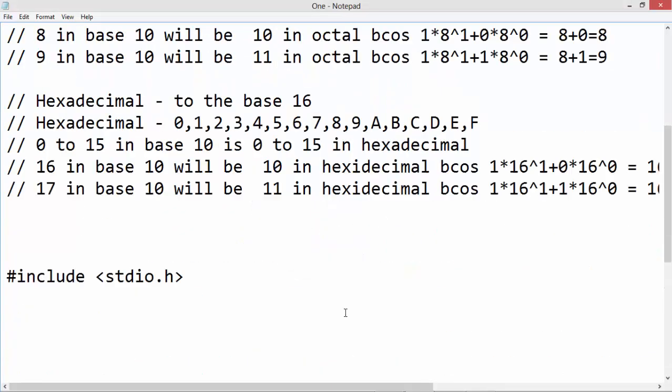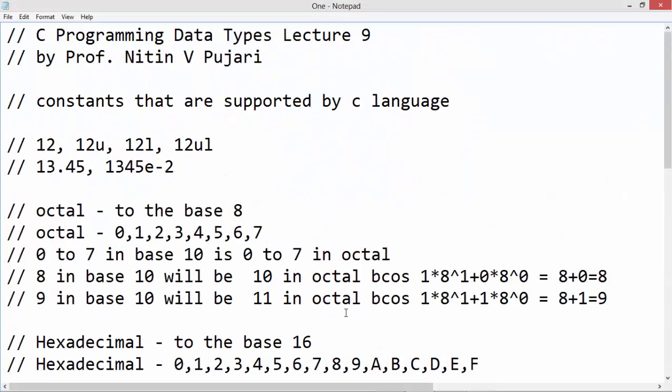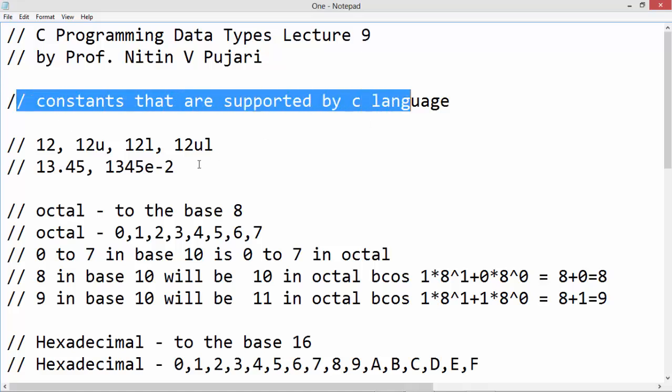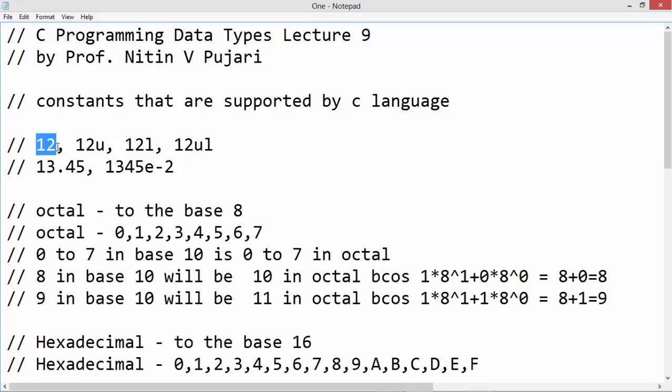Hello again. Just to make things simple, I have typed this out to utilize the time of the video for better explanation. The constants supported by C language, I'm talking about numeric constants. You have the integer constant, which you have studied. This becomes an unsigned integer. 12L becomes a long integer. 12UL becomes an unsigned long integer.